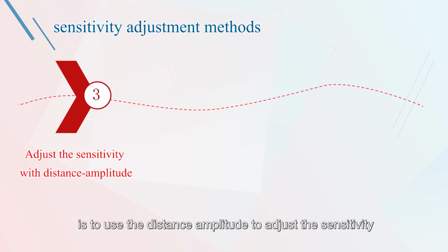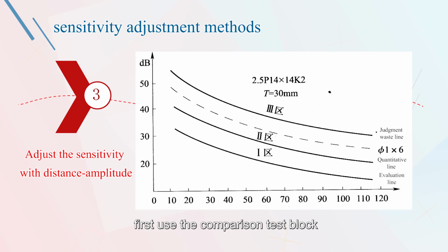The third method is to use the distance amplitude curve to adjust the sensitivity. First, use the comparison test block to check the distance amplitude curve, and then, according to the thickness of the base metal, find out the abscissa on the distance amplitude curve corresponding to the thickness of the base metal, or twice the thickness of the base metal. Evaluate the amplitude of the line. Adjust the attenuator knob to the checked amplitude value to complete the sensitivity adjustment.